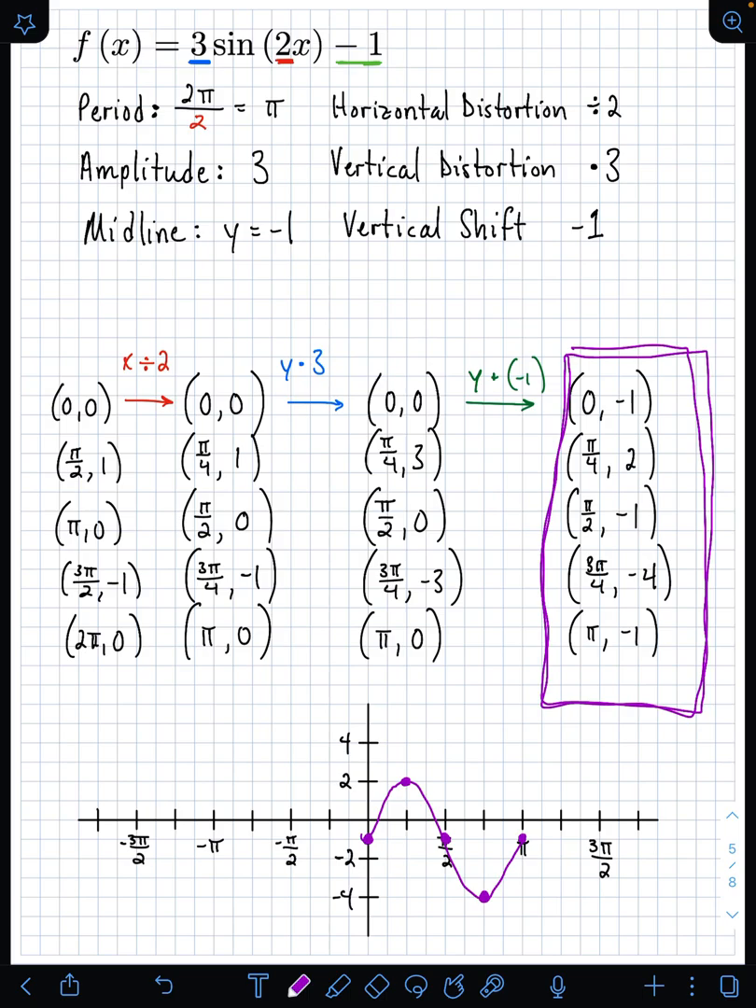And here we go. One cycle of our wave. And all we have to do to see the rest of it is just extend the pattern. From my midline, go up, back to my midline, down, back to my midline.